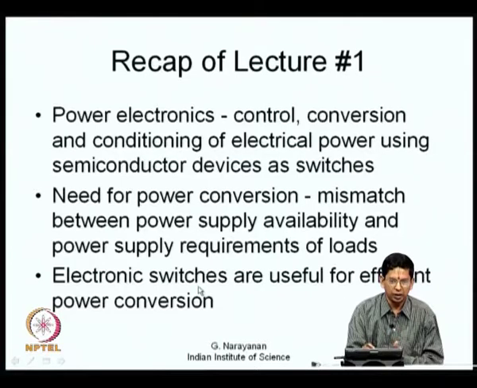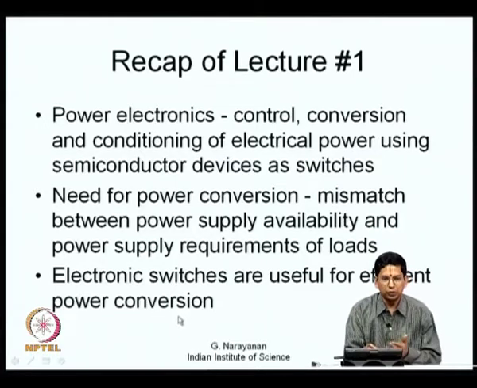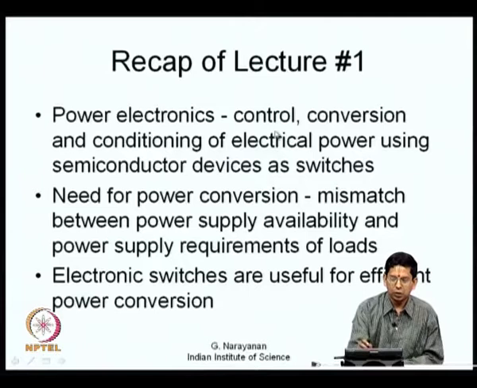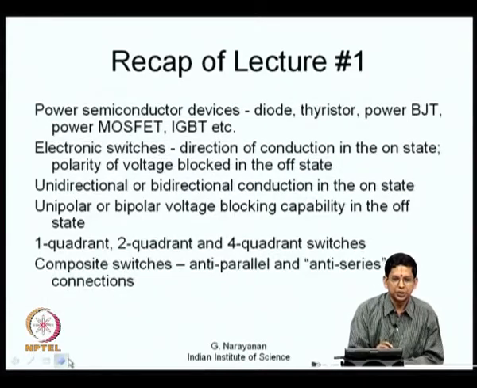When it is on, it only conducts and does not drop any voltage across it, and when it is off, there is no current flowing through it. So, an ideal switch never dissipates power, and so switches are in general useful for efficient power conversion. That is the reason why we use electronic switches, and power electronics is about controlling and converting electrical power using switches. So, let us see more about switches.